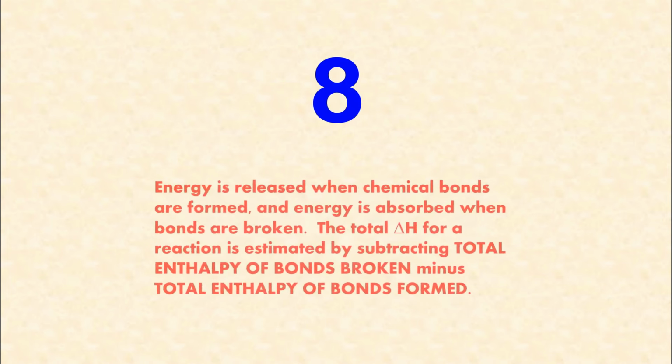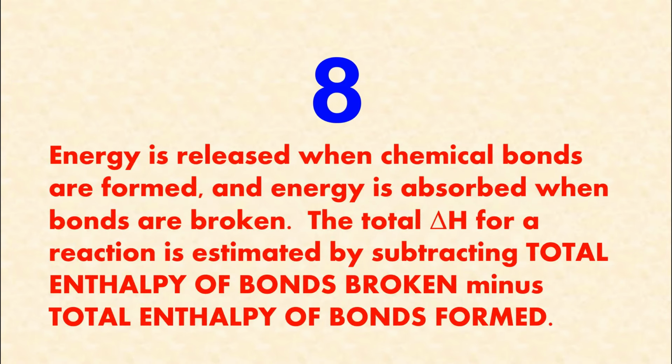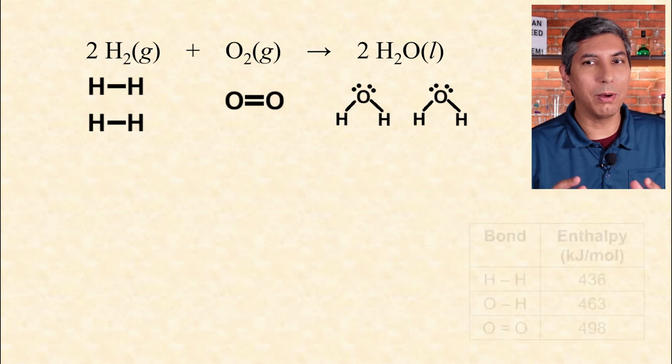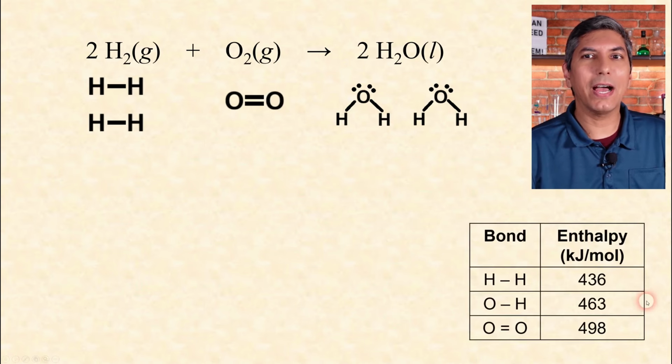Number 8. Energy is released when chemical bonds are formed, and energy is absorbed when bonds are broken. The total delta H for a reaction is estimated by subtracting total enthalpy of bonds broken minus total enthalpy of bonds formed. Let's take the same chemical reaction we looked at earlier. We'll use this chart of bond enthalpies to estimate the value of delta H for this reaction.